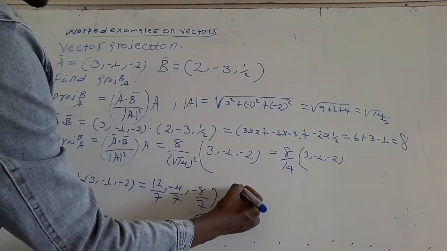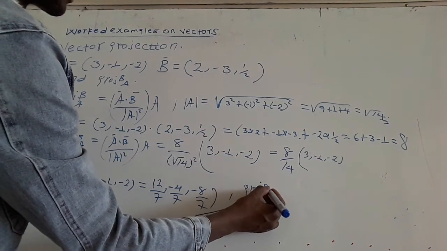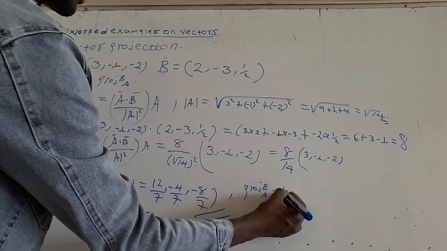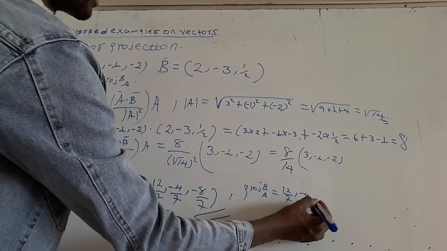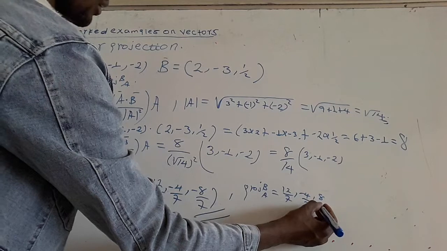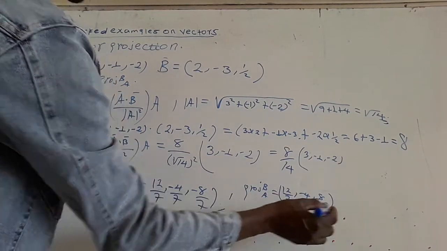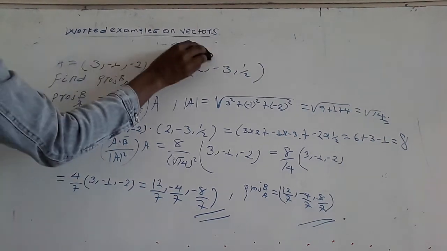So here, the projection of B onto A equals (12/7, -4/7, -8/7).